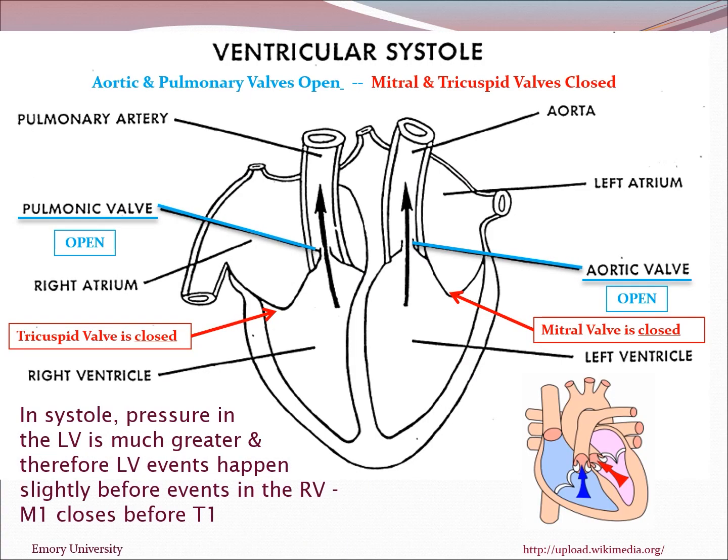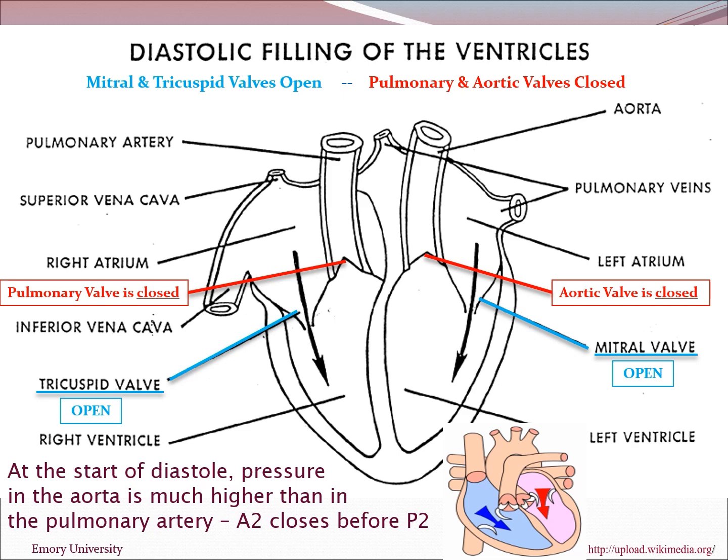In ventricular systole, the aortic and pulmonic valves are open and the mitral and tricuspid valves are closed. The pressure in the left ventricle is much greater and therefore the left ventricular events happen slightly before events in the right ventricle. Therefore, the mitral valve closes a split second before the tricuspid valve closes. During diastolic filling of the ventricles, the mitral and the tricuspid valves are open and the pulmonic and aortic valves are closed. So at the start of diastole, pressure in the aorta is much higher than in the pulmonary artery. Therefore, the aortic valve closes a split second before the pulmonic valve.